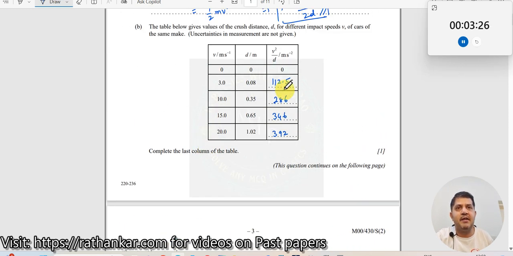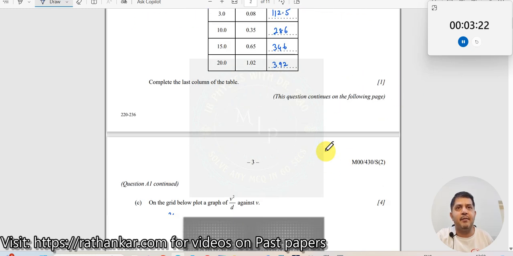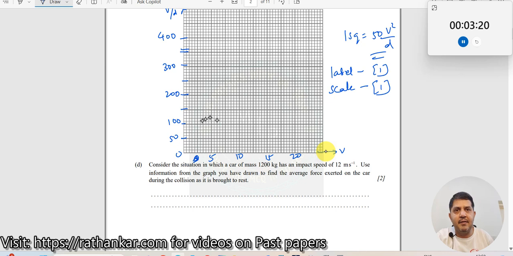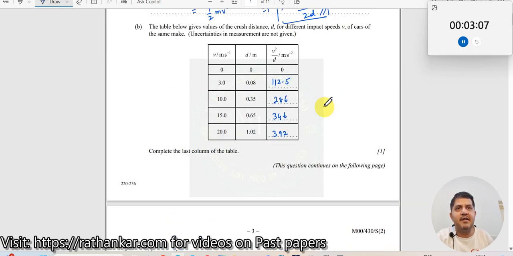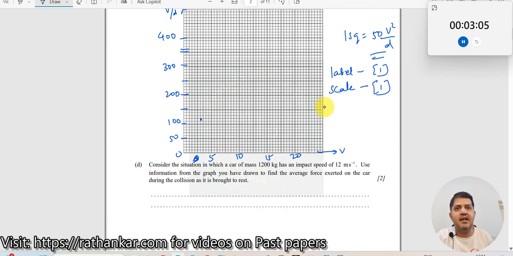The next one, now you need to plot. What are the plots here? 3, 112.5. Where does 3 come? This is 2.5, this is 3, and 112.5 would be somewhere over here. And then what's the next point? Next point is 10, 286. 10 and 286: 200, 250, 275, 280 would be somewhere over here.